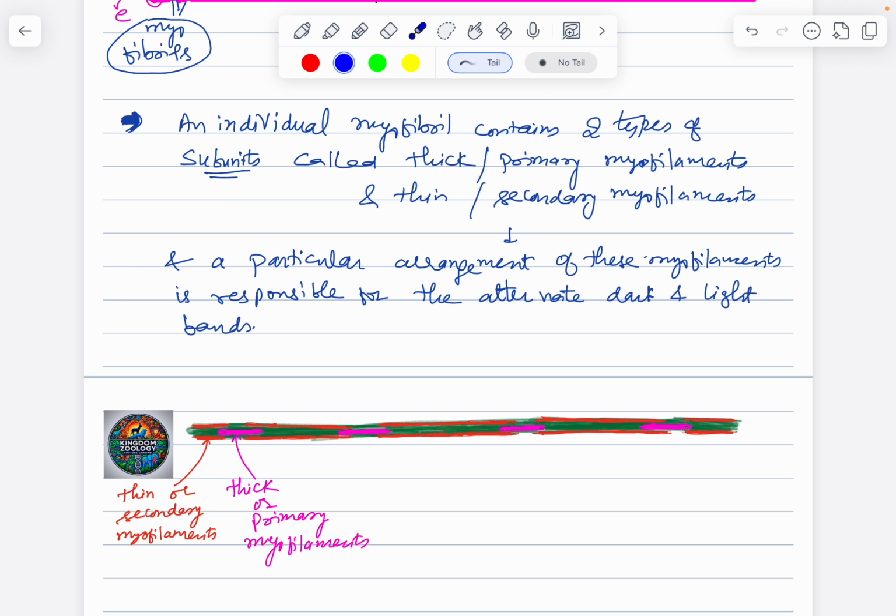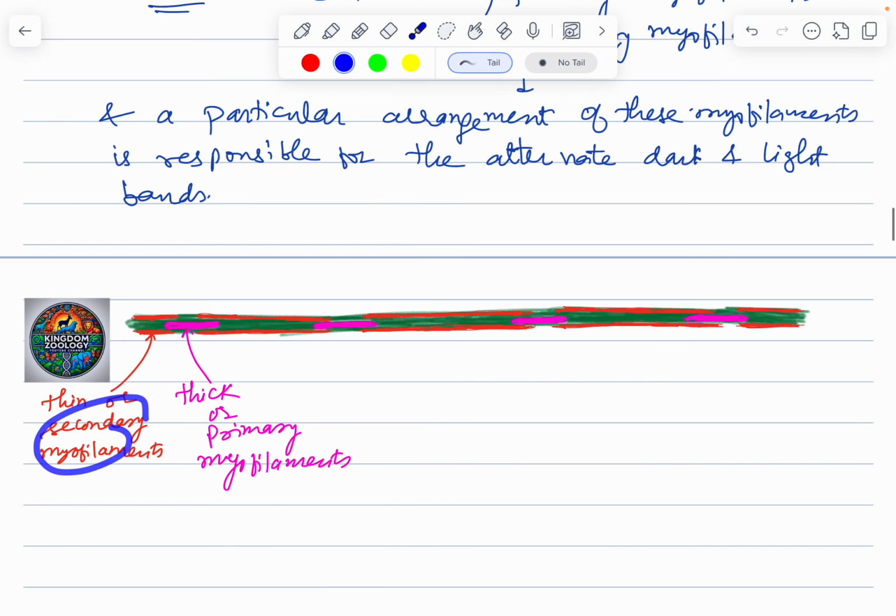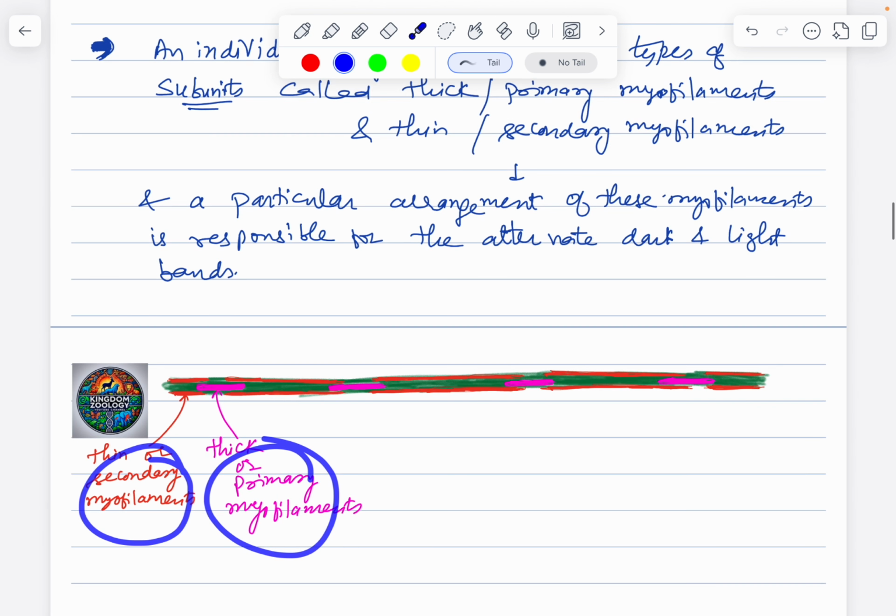You'll be surprised to know that there is more detail. The secondary myofilaments consist of three types of proteins: actin, troponin, tropomyosin. The thick myofilaments contain only one type of protein, myosin. Those are further subunits of these myofilaments. So can you see the complexity here?